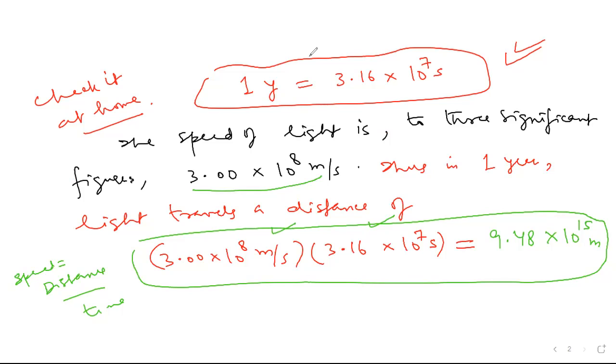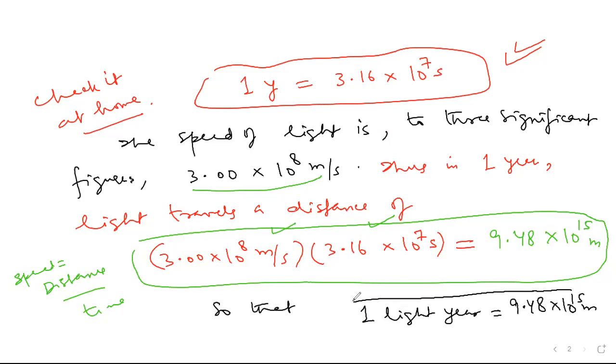Therefore, by definition of the light year, I will write that 1 light year is 9.48 into 10 raised to 15 meter. This is the conversion factor. So now we have calculated the part first. 1 light year is 9.48 into 10 raised to 15 meters. This much distance is called 1 light year.